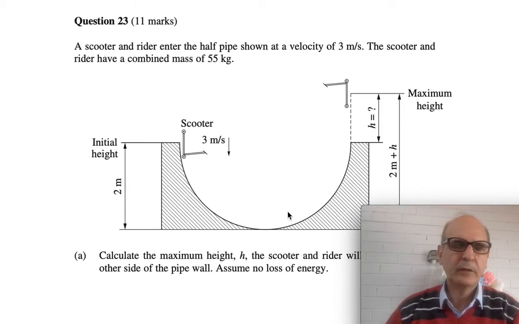Hello. In this session, we cover question 23 of Engineering Studies 2019 HSC paper. A scooter and rider entered the half pipe shown at a velocity of 3 meters per second. So we have a scooter and a rider on that, which is entering through this half pipe at this end, and have a combined mass of 55 kilograms. So the total mass of the rider and the scooter is 55 kilograms.